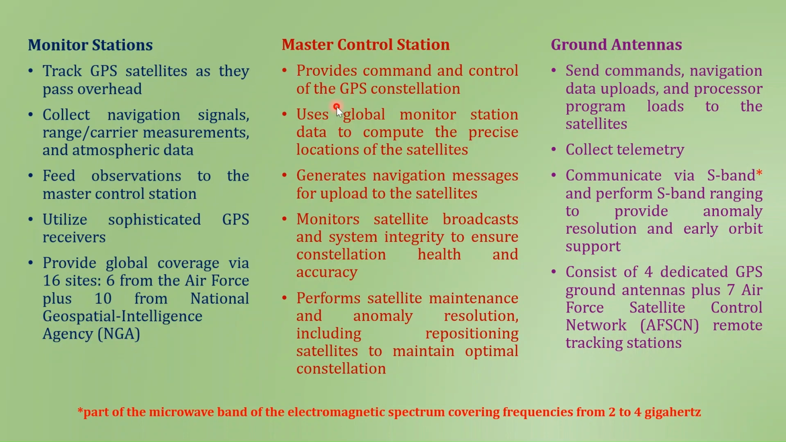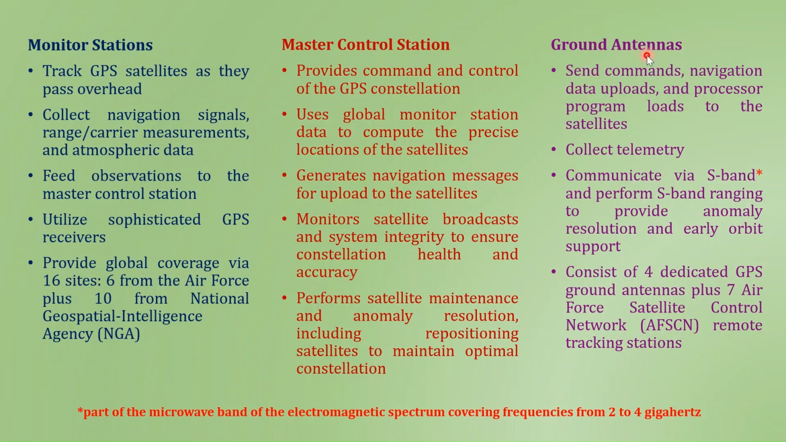Then we have the master control station which provides the command and control of the GPS constellation. They use the global monitor station data to compute the precise locations of the satellites and they generate the navigation messages for upload to the satellite and they monitor the satellite broadcast and the system integrity to ensure the constellation health and accuracy. They also perform the satellite maintenance and anomaly resolution, including the repositioning of the satellite to maintain the optimal constellation.